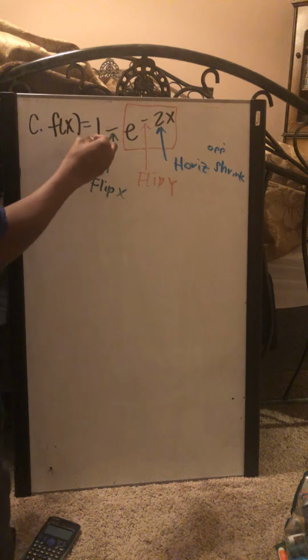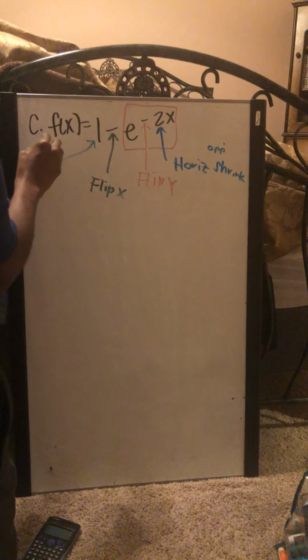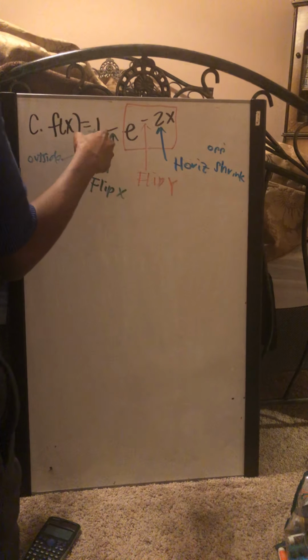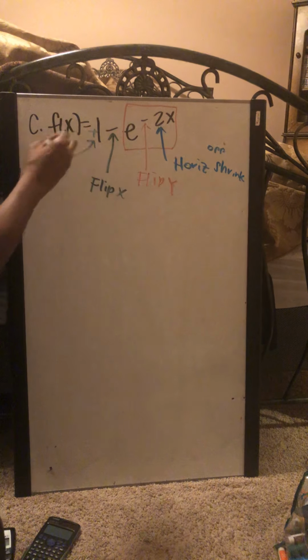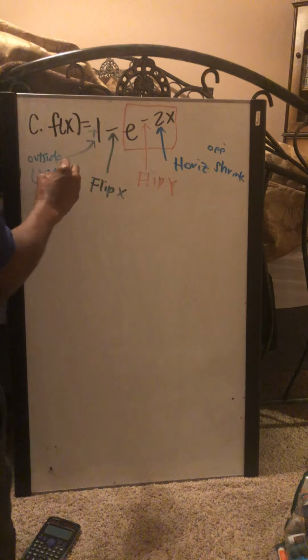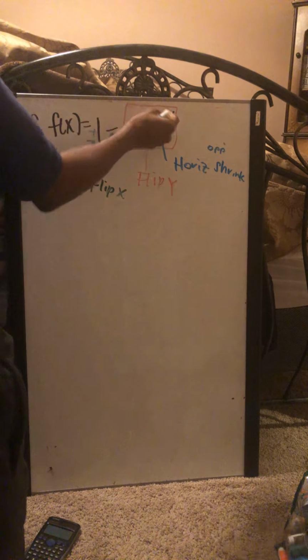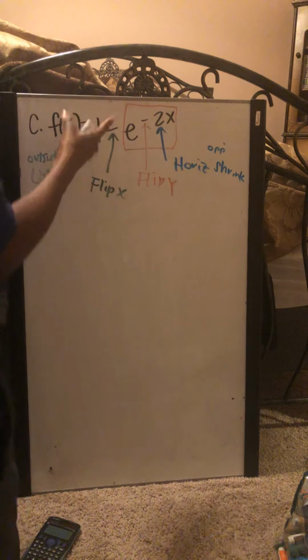And then this 1 is on the outside, and it's a positive 1. Don't be thrown off by this negative. The number 1 is actually positive. So we're going to go up 1, okay? And remember, this plus 1 should be the very, very last thing that you do. Always start from the inside out, okay?